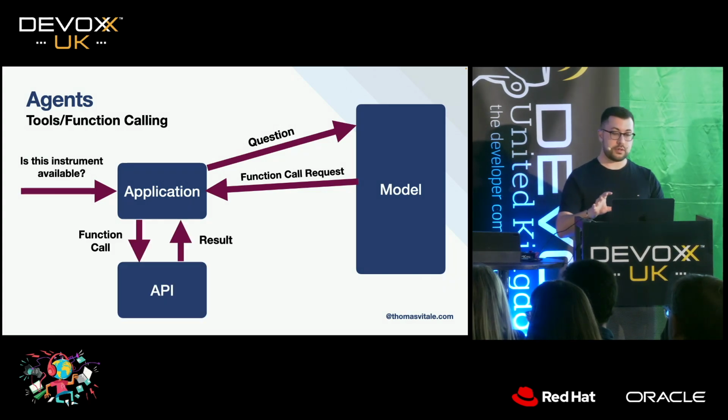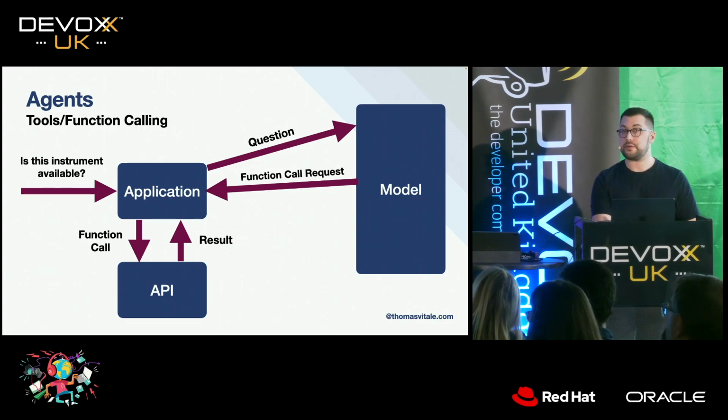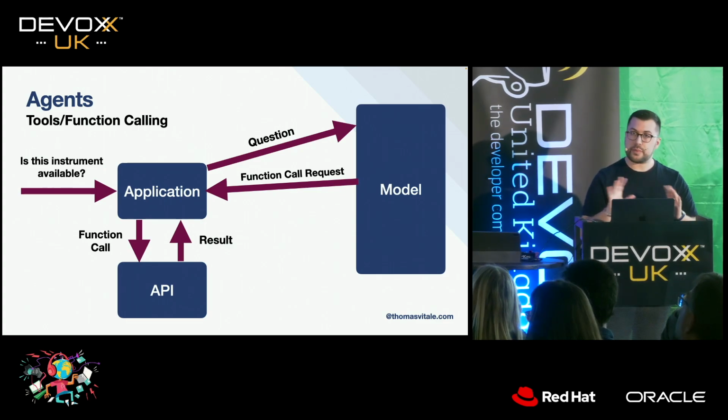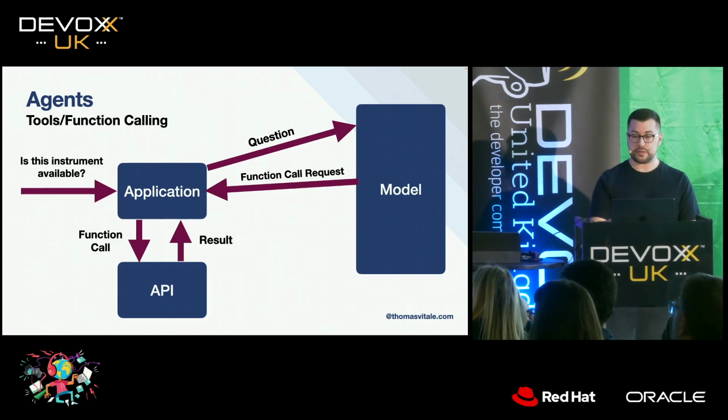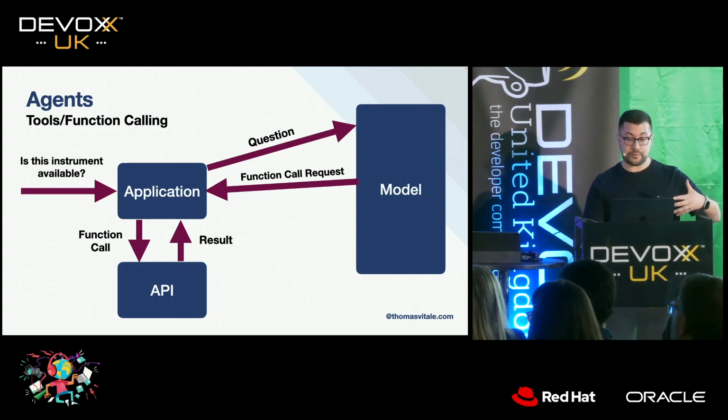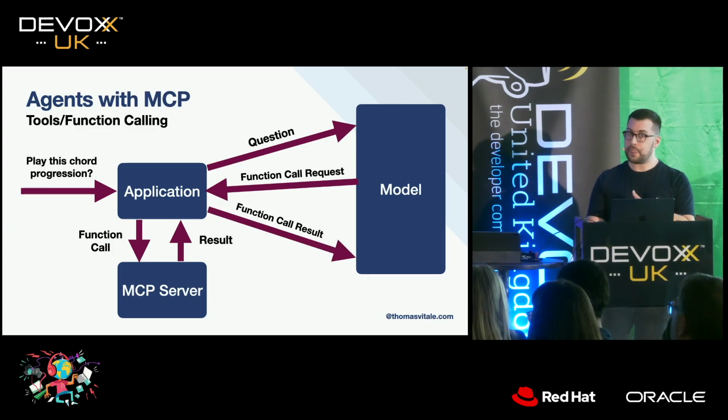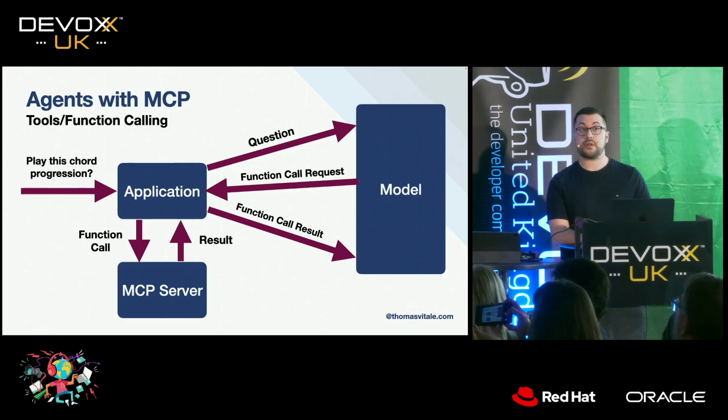So this function call is done by the application. The model is just a bundle of data. The model will never get access to your API. So it's your application that performs the operation after the model decided that it was time to call that API. Then the result from this operation, we send it back to the model. And in the end, the model has all the information to answer my original question.